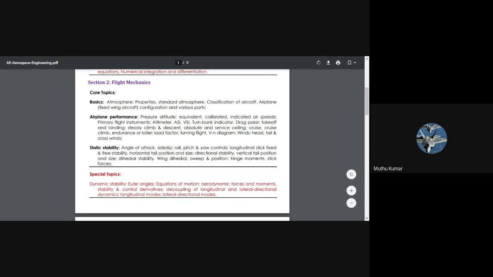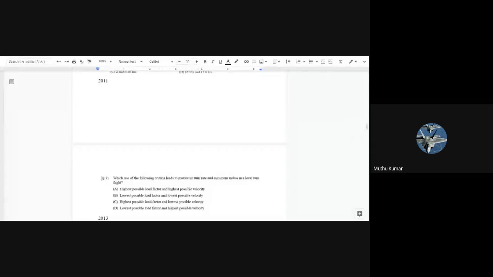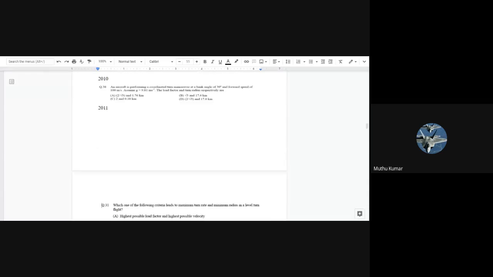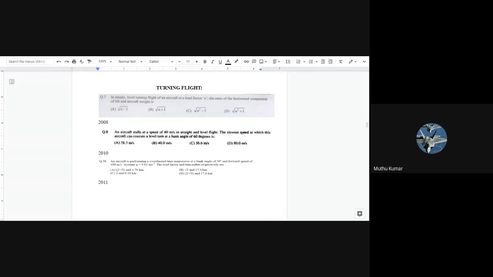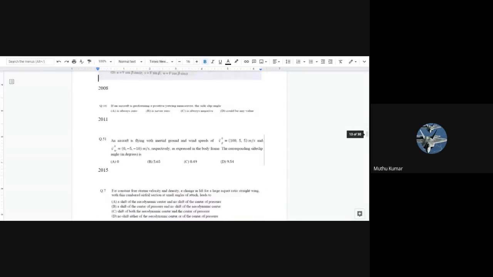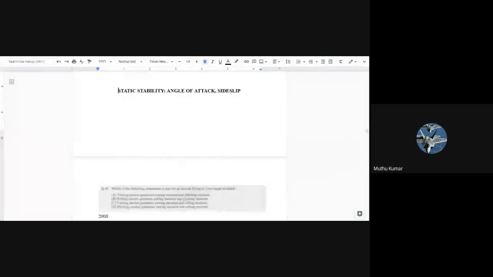Okay. So the point is, let's start looking directly into the questions that have been asked. Let me share the questions which have been asked before. Okay, hope it's visible again. I just shared the Google Docs in topic-wise flight mechanics. Okay, this is where the static stability part starts. The question has been asked from angle of attack and side slip. Okay, let me just zoom it a little bit.